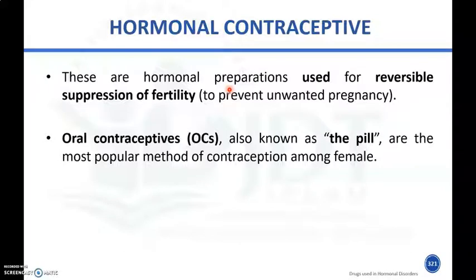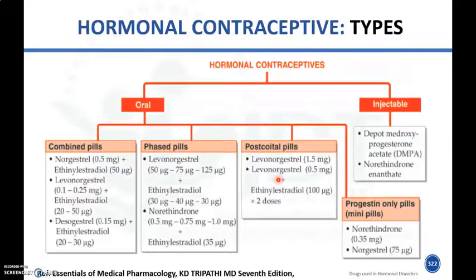So let's start with the definition of oral contraceptives. These are the hormonal preparations which are used for reversible suppression of fertility, which means preparations which are used to prevent unwanted pregnancy. And usually the oral contraceptive is also known as the pill, since this is the most popular method of contraception among females.